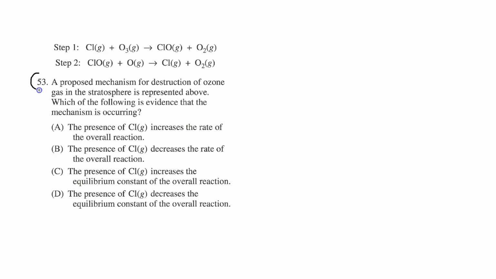So number 53, a proposed mechanism. These are multiple steps of an overall process. These are elementary steps for the destruction of ozone gas in the stratosphere. Now, you may not know what ozone is, but it's O3. If you didn't know it, you could see that in these reactions by canceling. Look what cancels. Cl cancels. This cancels. And you're left with O3 plus O gives you O2. So you're destroying the O3 into O2 by having an extra oxygen here. So that's what's happening.